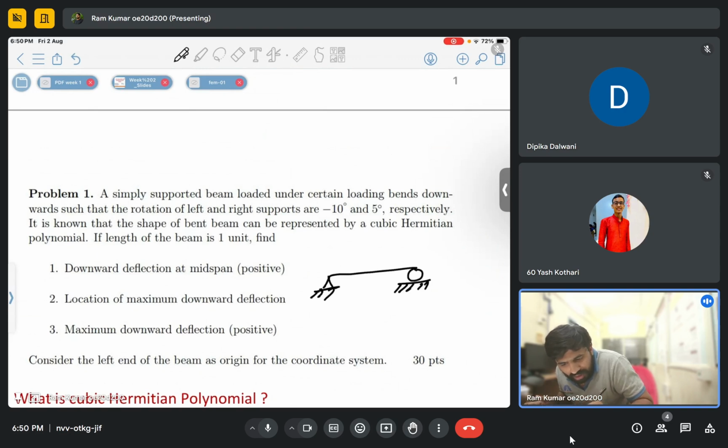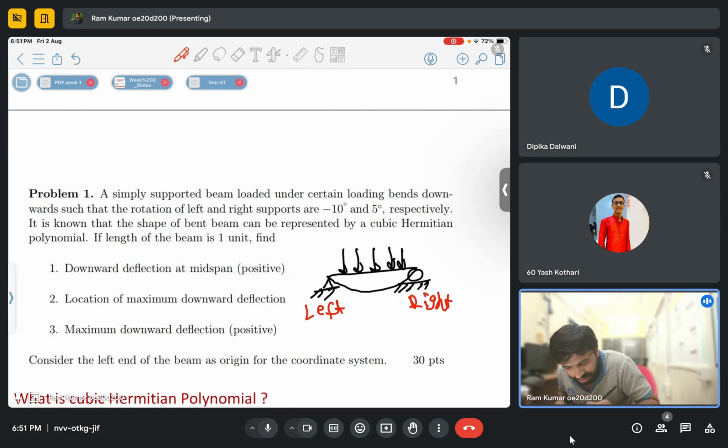Loaded under certain loading, the beam bends down. Some loading is applied on it. So we are putting some loading, going down such that the rotation of the left and right end, this is our left end and this is our right end. They are saying the rotation theta 1 at the left end is 10 degree and at the right end theta 2 is 5 degree, respectively.